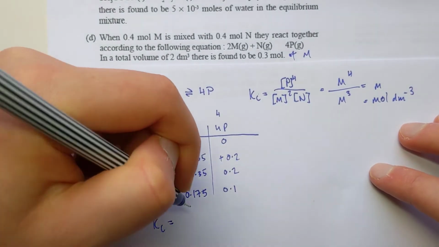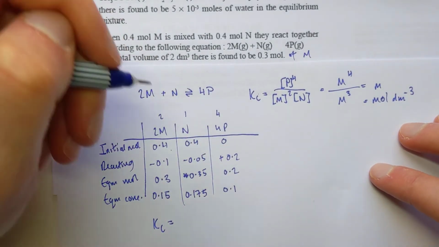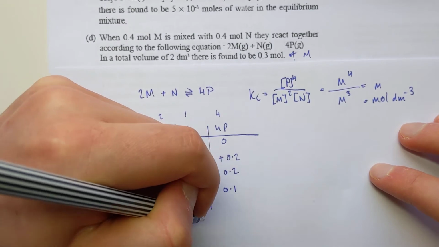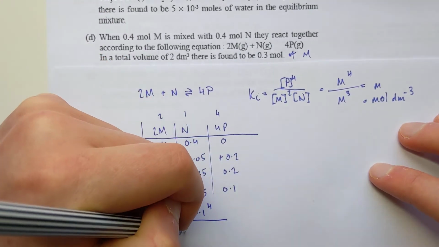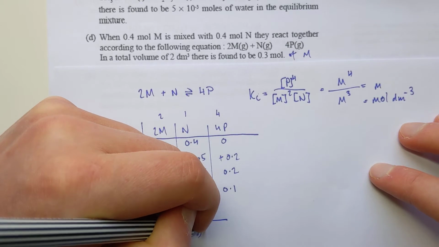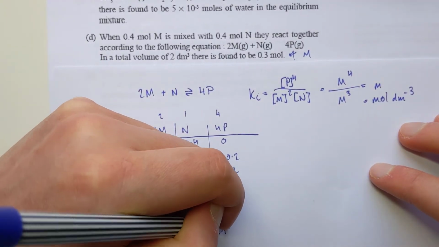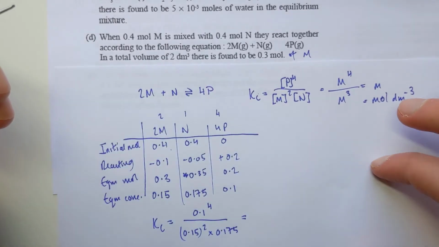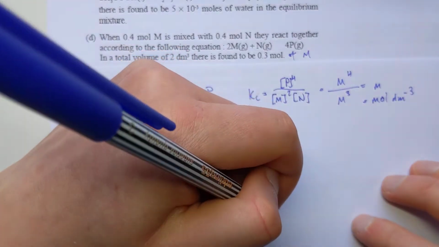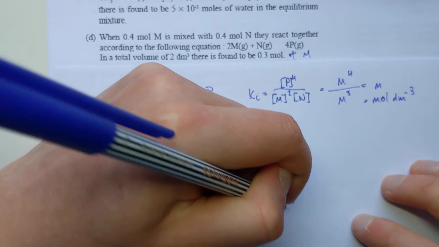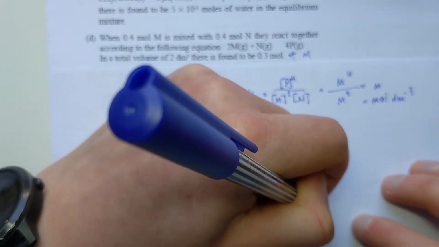Subbing that into my Kc expression, we've got P to the 4, so that's 0.1 to the power 4. We've got M squared, that's 0.15 squared, and then N just by itself, so 0.175. Chuck that all into my calculator, which gives me a final answer of 0.025. The units from the start were moles per decimeter cubed.